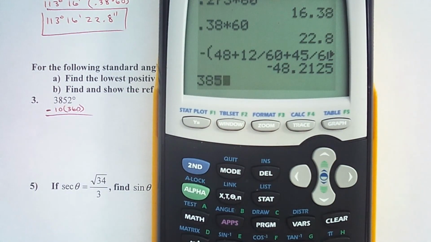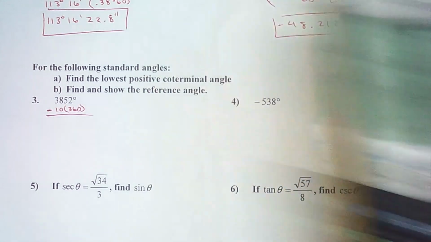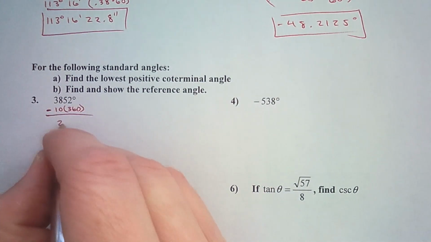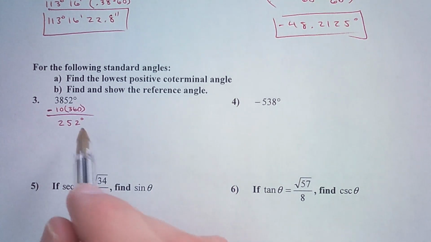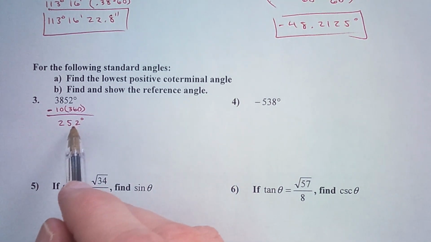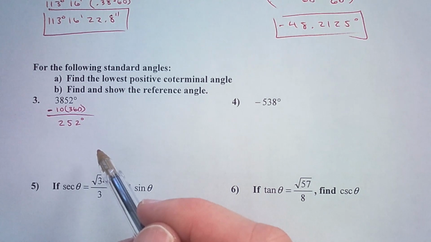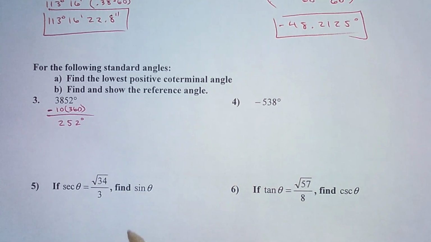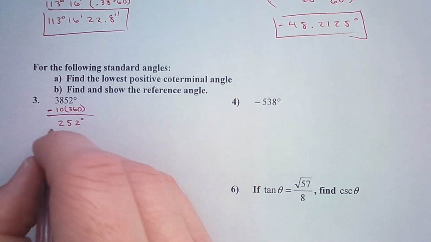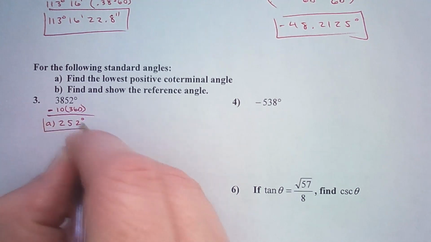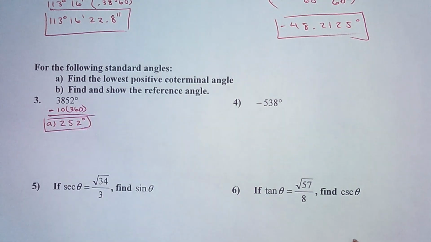So 3,852 minus 10 times 360 is 252. So our lowest positive coterminal angle is 252 degrees. Now what happens if it's bigger than 360? I'll subtract another 360. What if it goes below 0? Then add 360 until you're between 0 and 360. So here is our answer for A, our lowest positive coterminal angle.